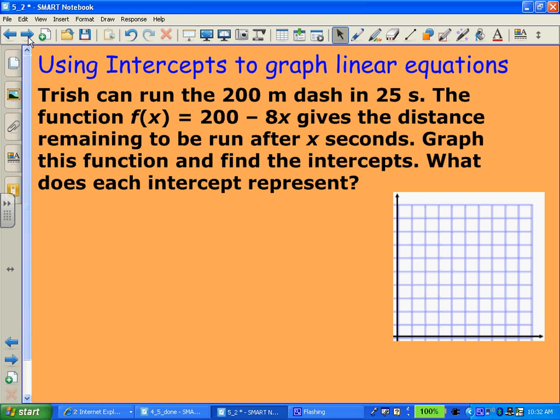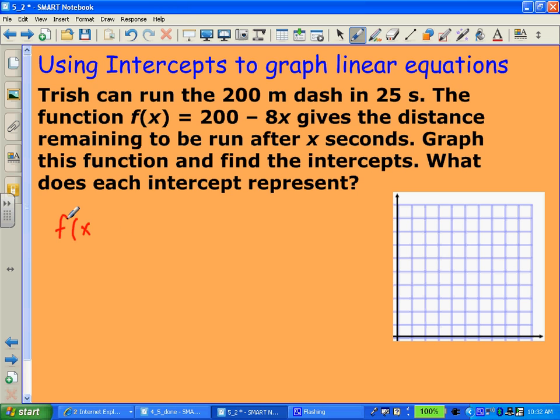And then of course we have to throw in story problems because the lesson just would not be complete without it. So here we have Trish can run the 200-meter dash in 25 seconds. The function f of x equals 200 minus 8x gives a distance remaining to be run after x seconds. Graph the function and find the intercepts. What does each intercept mean or represent?